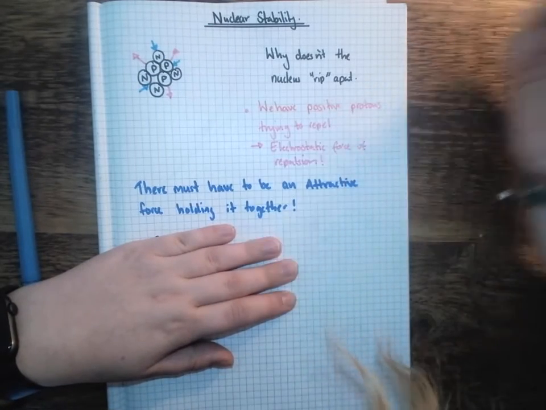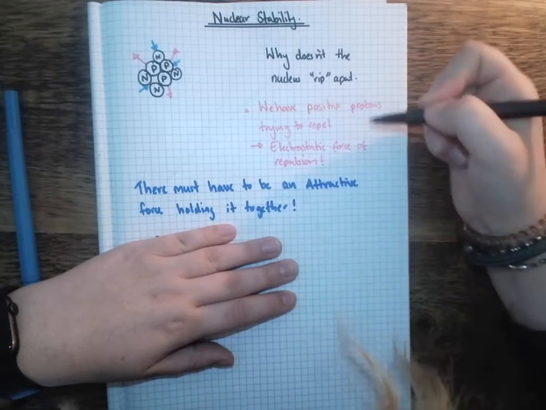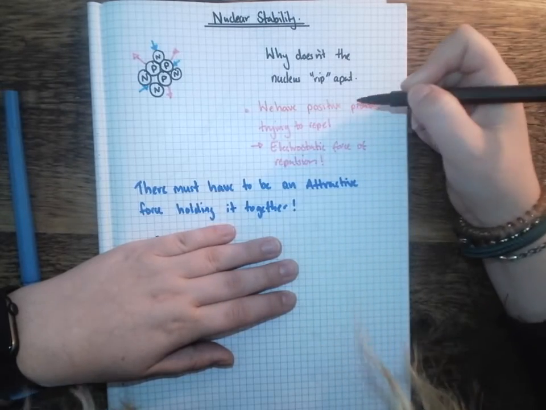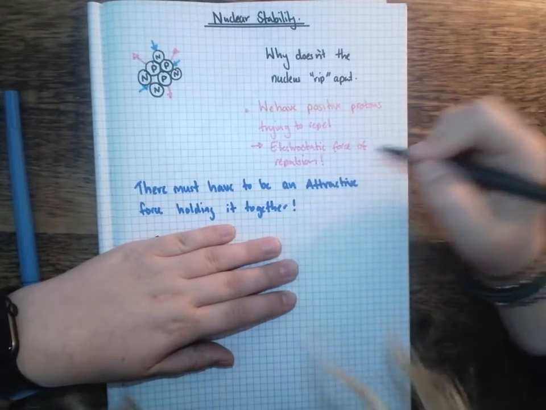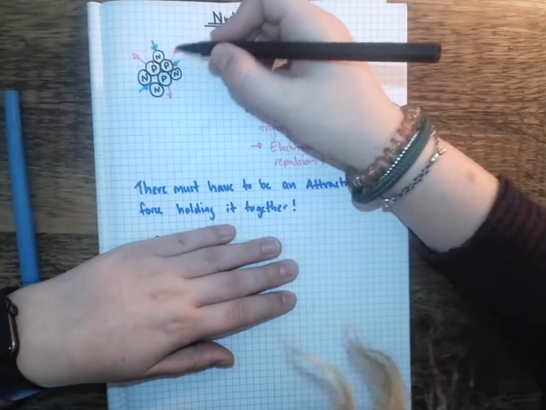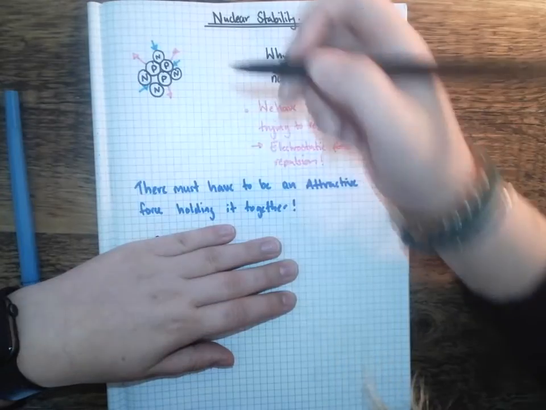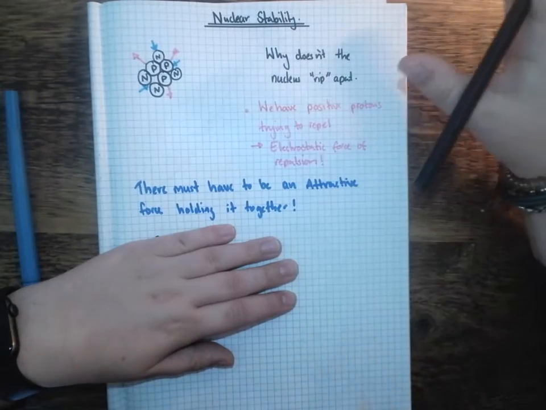So then we can think, well, why doesn't the nucleus rip apart? I mean, we have positive protons, which are trying to repel each other because positive charges and positive charges have the electrostatic force of repulsion. So there should be this force trying to pull the nucleus apart.